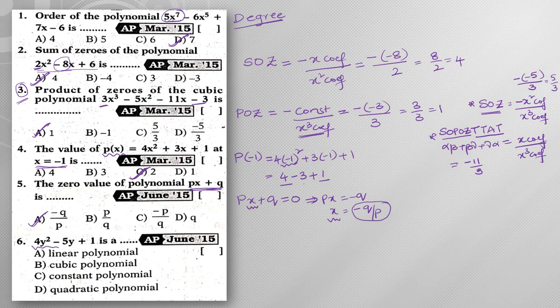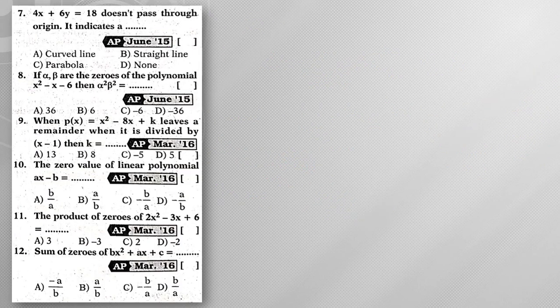Next, 4y square minus 5y plus 1 is a... So what is the degree of this polynomial? It is degree 2. Since it is a degree 2 polynomial, it is a quadratic polynomial in terms of y. Right. Next, moving on to question number 7.